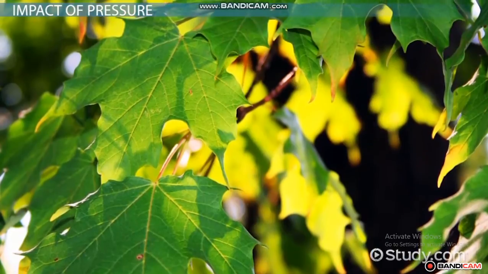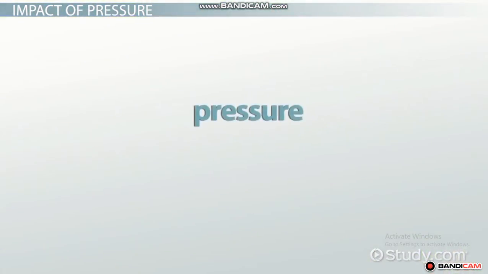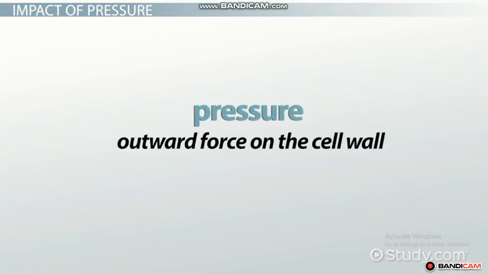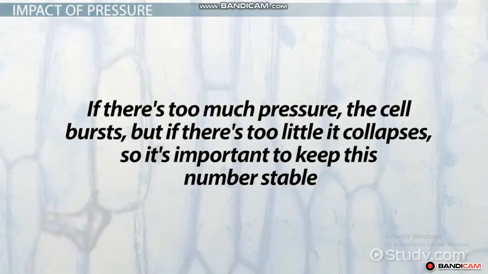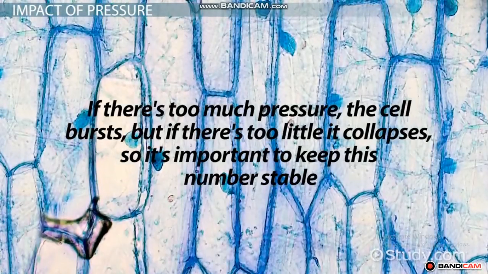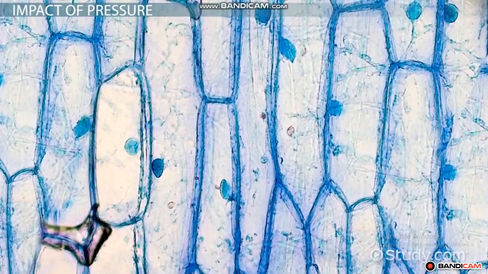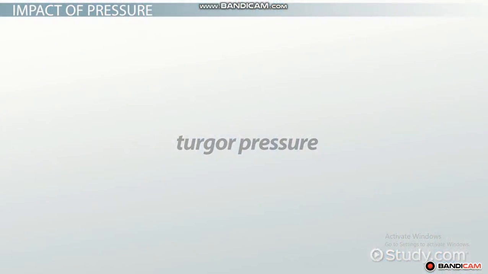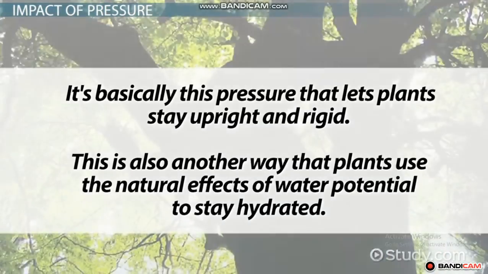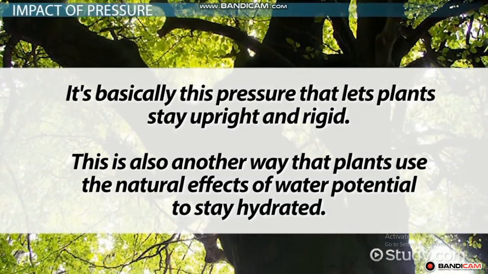The other major factor on water potential is pressure, the outward force on the cell wall. If there's too much pressure, the cell bursts, but if there's too little, it collapses. So it's important to keep this number stable. The constant pressure needed to maintain cell shape and strength is called turgor pressure. It's basically this pressure that lets plants stay upright and rigid.